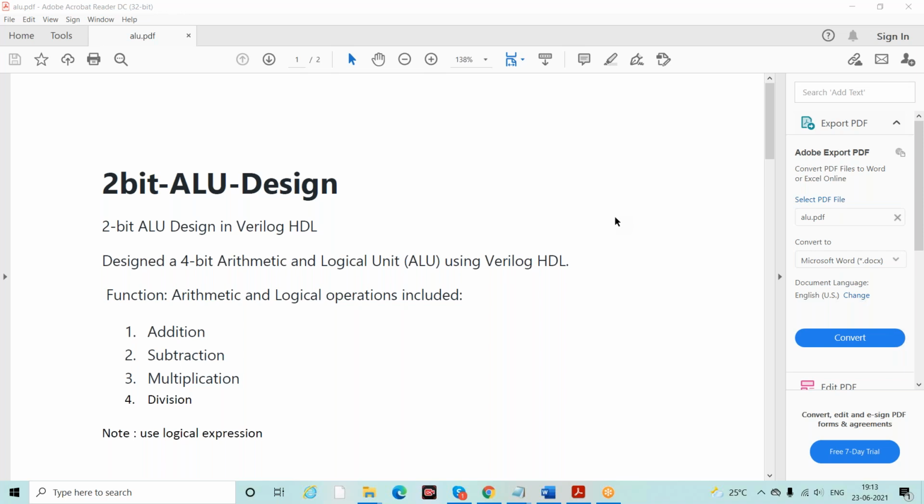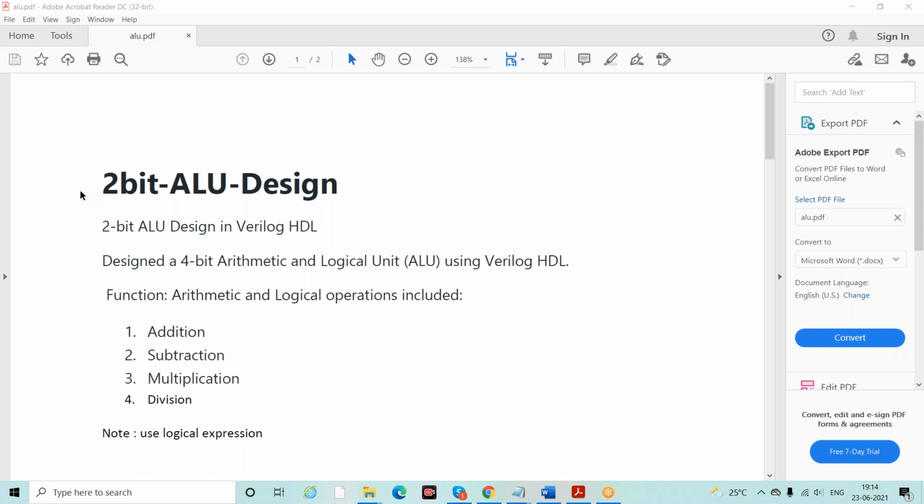We can design one 2-bit ALU. Later on, you can make a small modification and make it 3-bit, 4-bit, or as per your requirement. Okay, so now we can start the session. 2-bit ALU design. So what is a 2-bit ALU design?